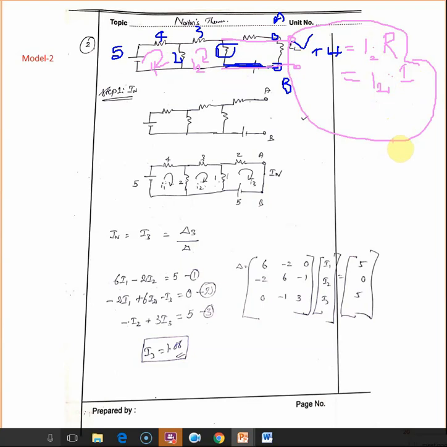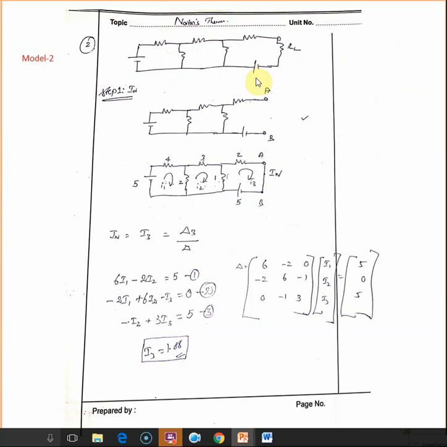What about model 3? Do you know? Model 3 is also there. What is model 3? This is model 3. A voltage source is also present on the load side. This is model 3 of the Thevenin theorem, but for the Norton theorem you need not worry. For the Norton theorem, whether the source is present or not doesn't matter. But when you go for the Thevenin theorem, this is model 3, with a voltage source also present.